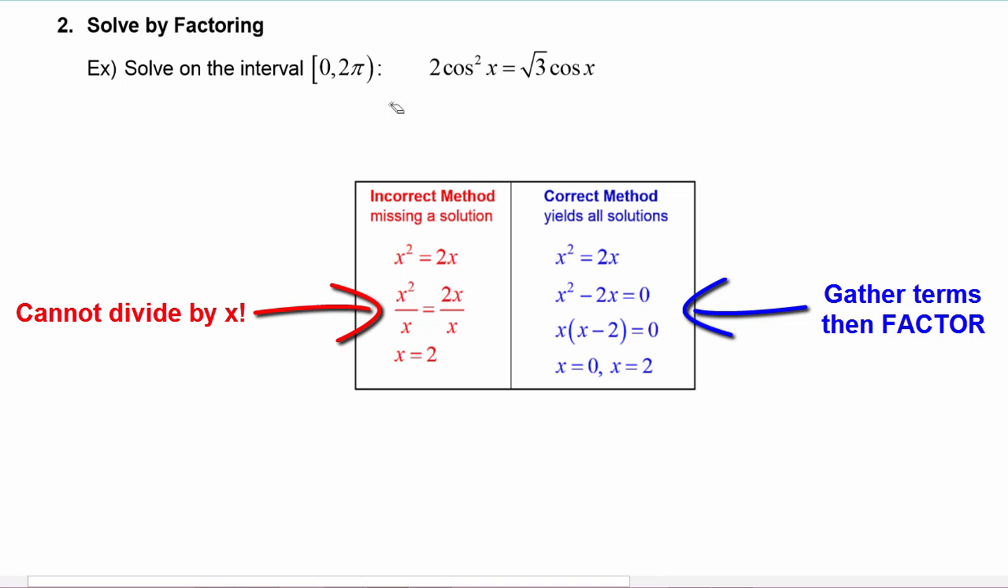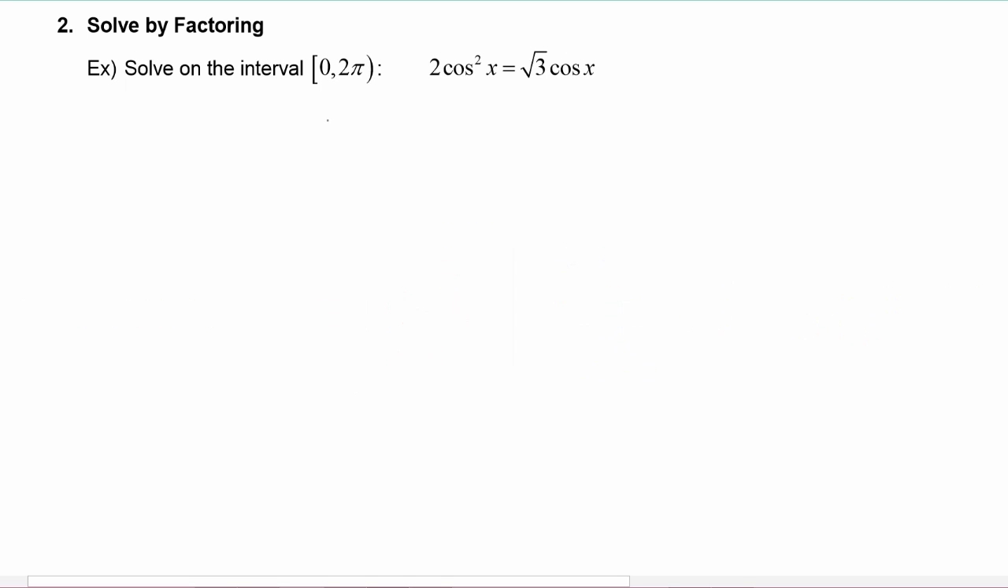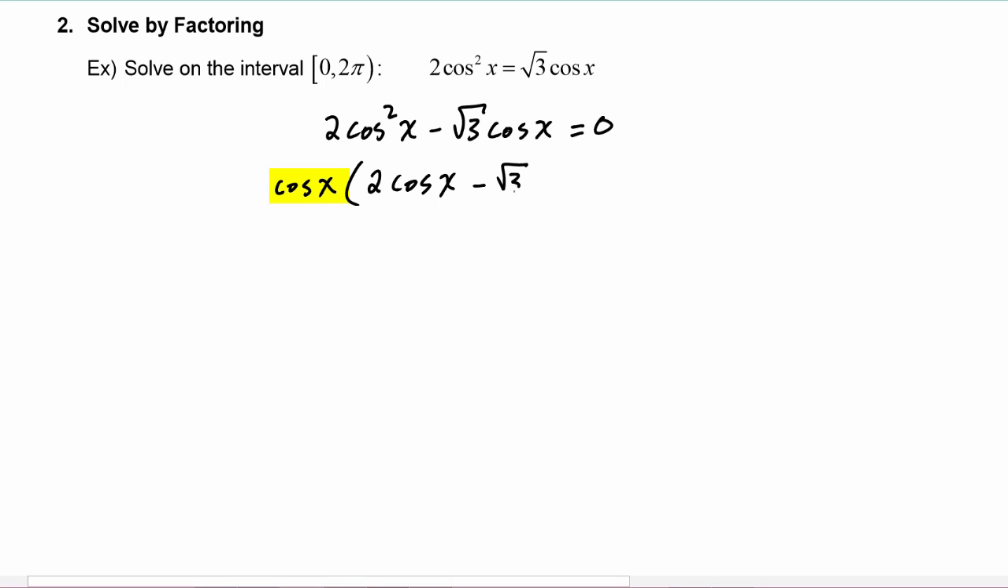So what we do have to do here is pull everything on one side, so we get 2 cosine squared of x minus radical 3 cosine of x is equal to 0. Next, we're going to factor. We see we have a cosine of x in common, so we pull out the cosine of x, and we have left 2 cosine of x minus radical 3 equals 0.